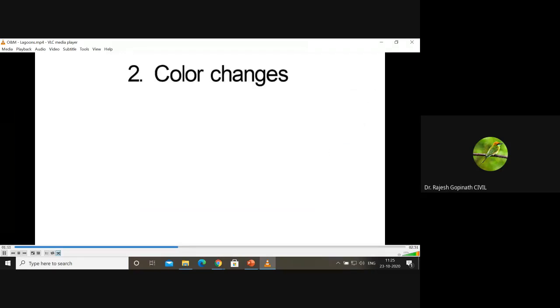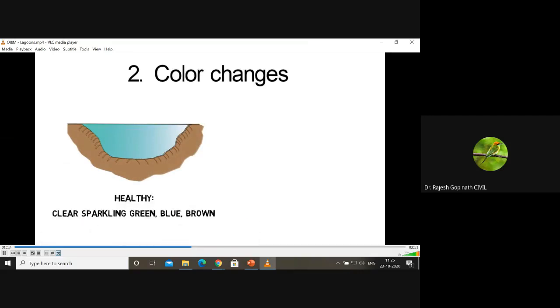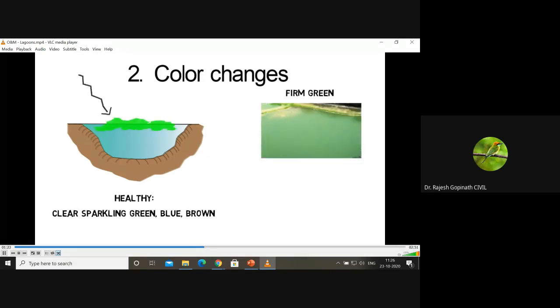Color changes. A healthy, efficient wastewater lagoon has a clear, sparkling green, blue, or brown color. A firm blue-green color, however, indicates increased algae growth. Excessive algae growth prevents sunlight from reaching deeper areas of the lagoon. So, as I told you, if you do not remove the algae constantly, and if the algae grows throughout the surface, first and foremost, it will not allow sunlight to enter. Secondly, air will not mix. So dissolved oxygen level will reduce, and again the system will get converted from aerobic to anaerobic. Something very similar to eutrophication as I'd expressed before. So that oxygen levels decrease.